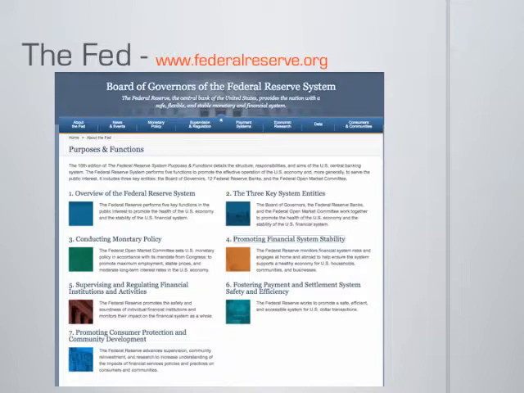This is a screenshot of the purposes and functions section of the website. So if you were to go to their website, go to this particular page, you could click on each of these seven little boxes here. You get an overview of each of these sections of the Fed. So you get an overview of the Fed, the key system entities, monetary policy, financial stability, etc.